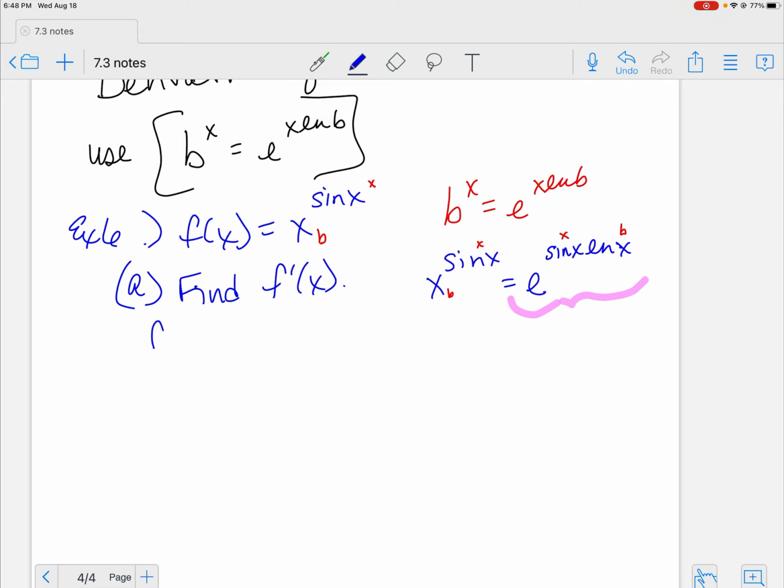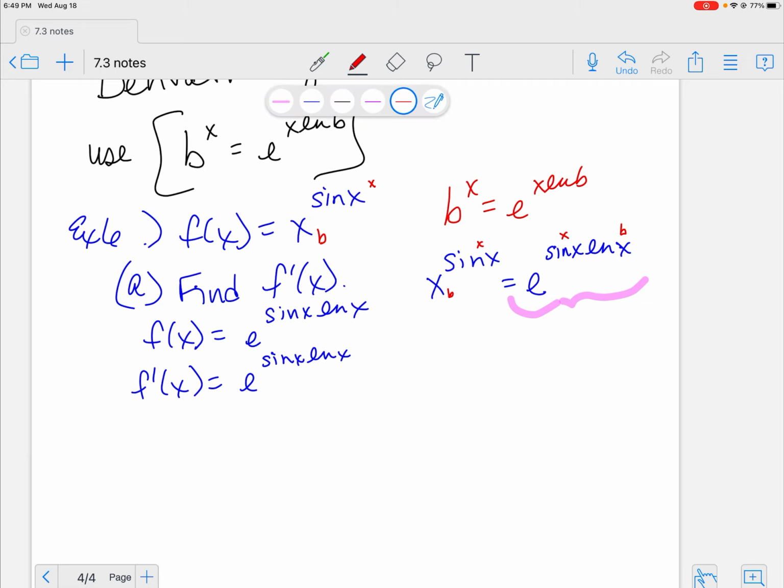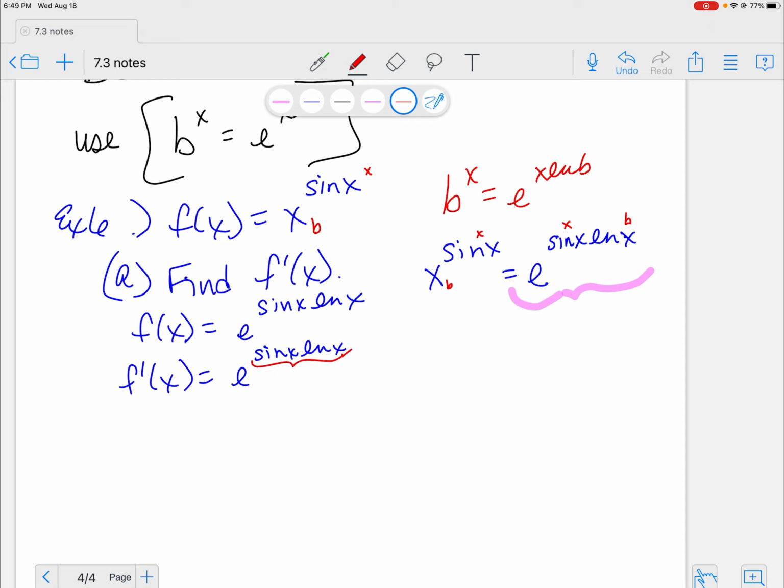let me write it over here. f of x is equivalent to e to the sine x natural log x, because it's e, and e is much easier to work with. When I take my derivative here, you keep the exact same thing, e to the sine of x natural log of x, because the derivative of e is e. The key to this is the fact that I'm now going to take this part and do the chain rule. That's what's happening here.